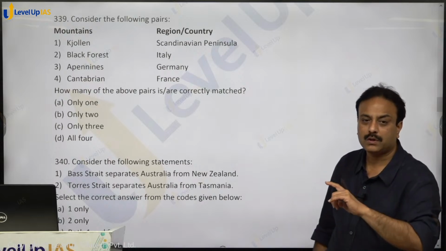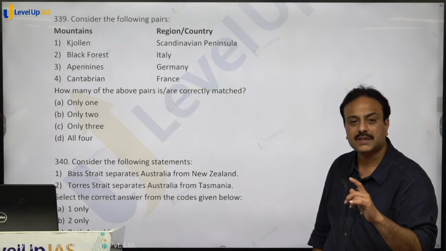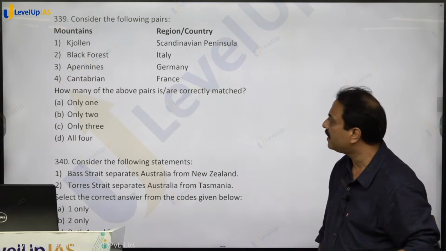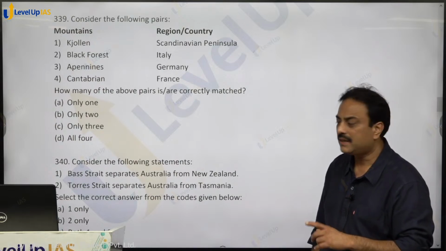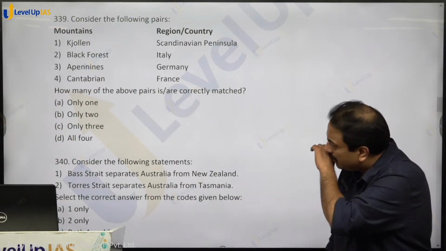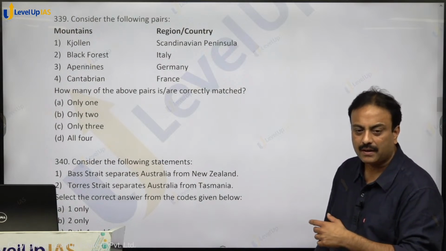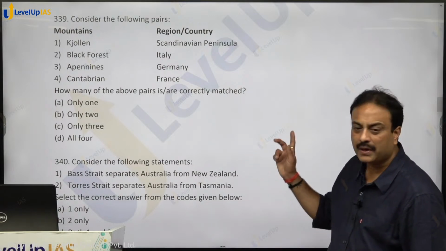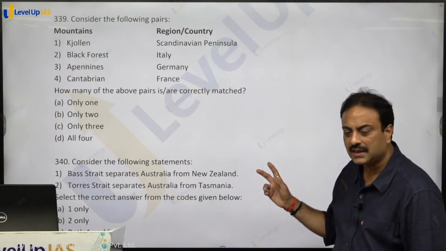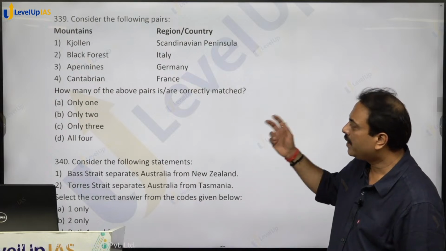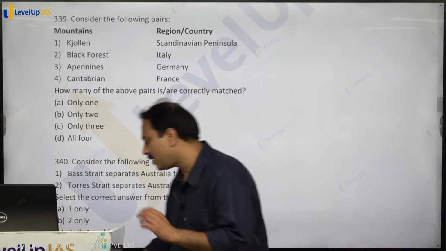I am sure. Black Forest, Italy. Black Forest is a block mountain, in Germany, not in Italy. Apennines is in Italy, not in Germany. Cantabrian Mountains are in Spain, not in France. So Jolin Mountain in Scandinavia is correct. 2 is incorrect, 3rd is incorrect, 4th is incorrect. So only one, option A for apple, shall be the right answer to this particular question.